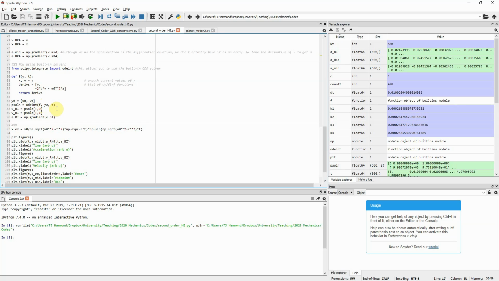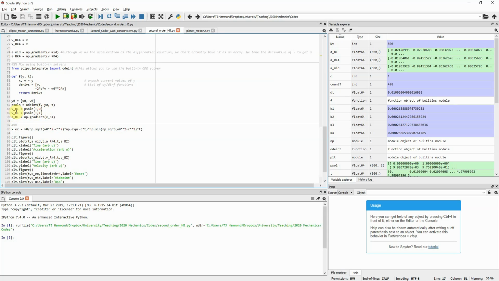As I mentioned in the previous lecture, our position from this built-in solver will be the 0th row of this p-soln array, and the velocity will be the first row of this p-soln array. Or is this column? I guess maybe this is column. I think I've been calling it row, but it's actually column. Sorry about that. But yeah, it's the column of this array or this matrix.